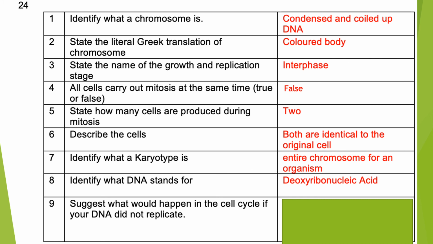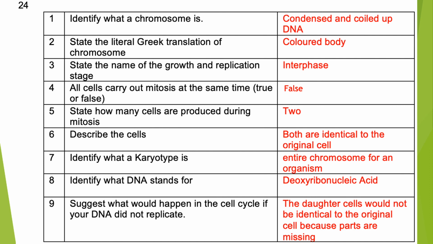of today's lesson. For 9, 10, 11, it requires a little bit more thinking just to figure out, that extra step. So number 9 asks, suggest what would happen in the cell cycle if your DNA did not replicate. So basically, if your cells did not go through interphase and it just went to mitosis, your daughter cells would not be identical, right? Because you don't have the same amount of DNA. So actually, the chances of those daughter cells surviving are very, very low. Okay? We're going to move on to 10 and 11, but make sure you have those answers copied down.